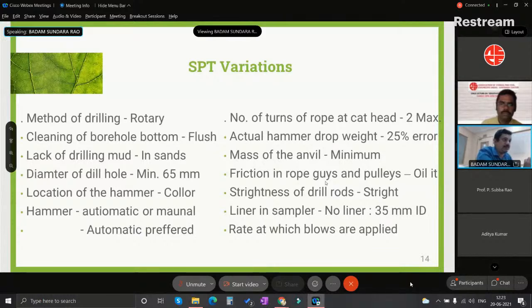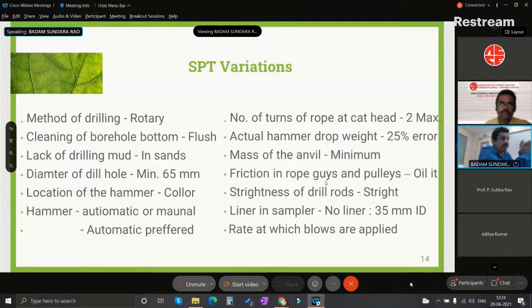Next is the lack of drilling mud. As just discussed, in sand there is a probability of caving, that is, collapse of the borehole. If so, we should use drilling fluid or drilling mud so that the borehole does not collapse, and the test is conducted only in the virgin soil, the parent soil, without any caved soil from the borehole collapse.